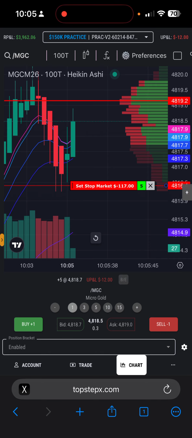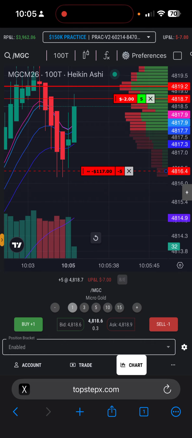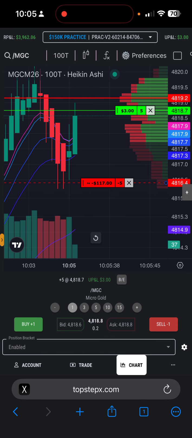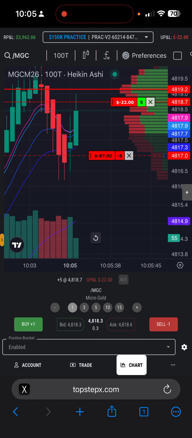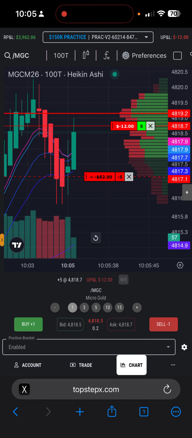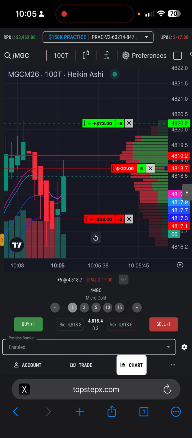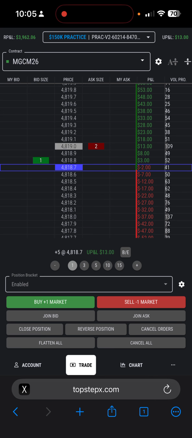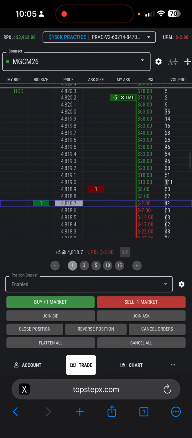All right, stop loss. Actually, I'm gonna put my stop loss a little bit tighter, because I don't like risking too much. Like $80 is fine. All right, now take profit around 70. Now here we go. Let's let this thing run a little bit.